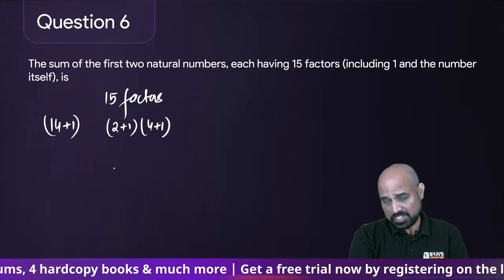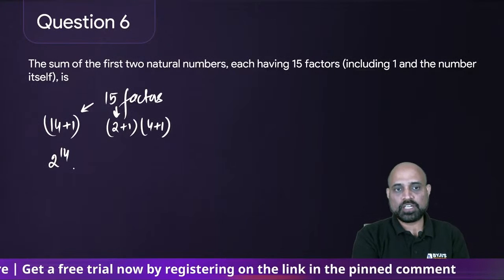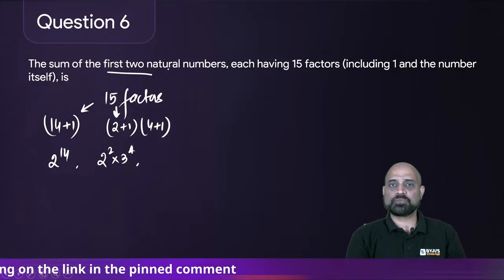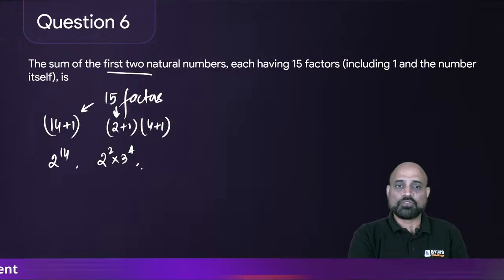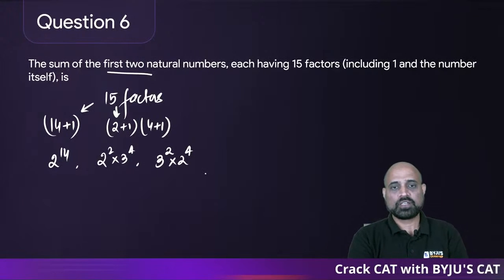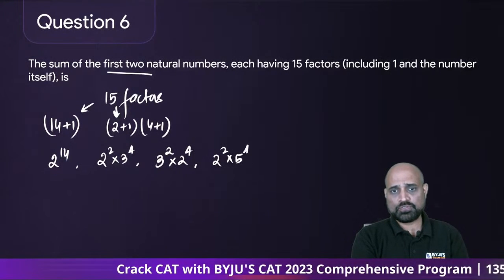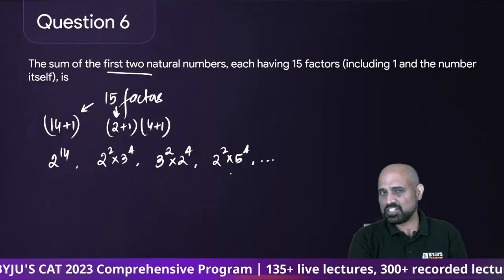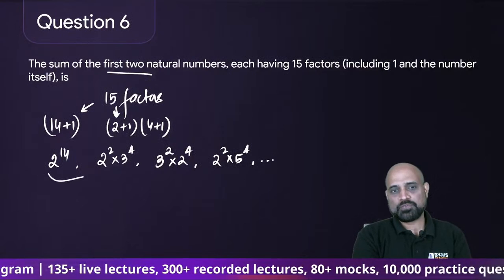So the smallest number that will have 15 factors is going to be 2 to the power 14, or 2 square into 3 to the power 4. Since we are asked the first two natural numbers, meaning which natural number comes earliest with 15 factors. We can interchange 2 and 3 also. That might also give us a number. Then instead of 3 we can take 5 and so on and so forth. Now if we compare, 2 square into 3 to the power 4 is definitely less than 2 square into 5 to the power 4. If you increase the prime number, obviously it will be a larger number. So the smallest numbers will come from one of these three.